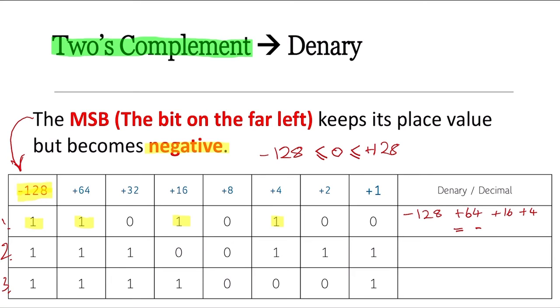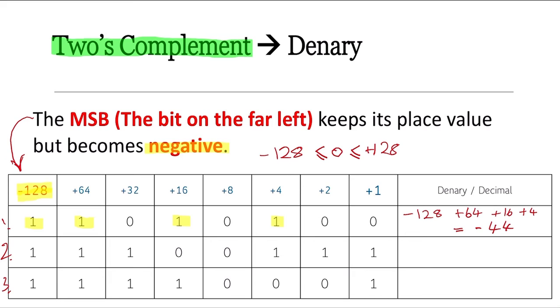Negative 128, add 64, we get negative 64. Add 16, that's negative 48. Add 4, that's negative 44. So this is the binary for negative 44.